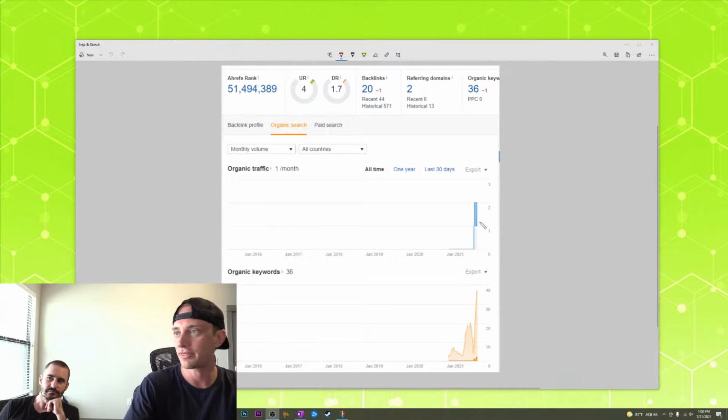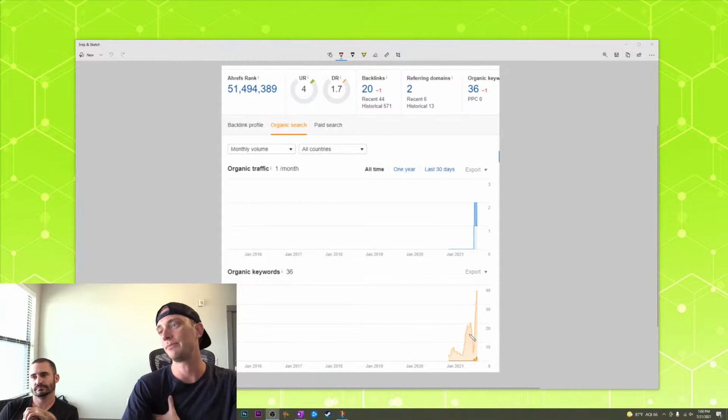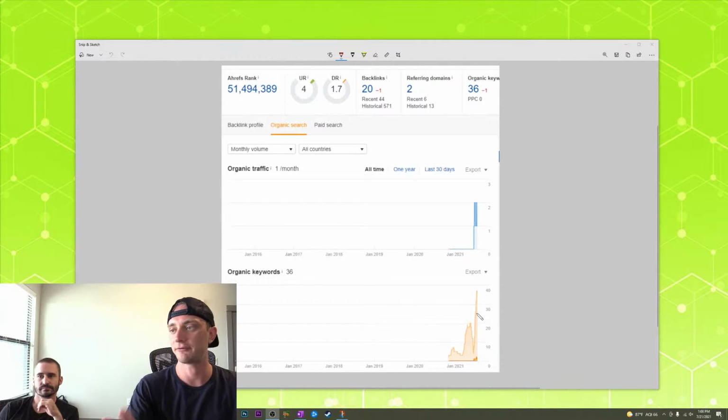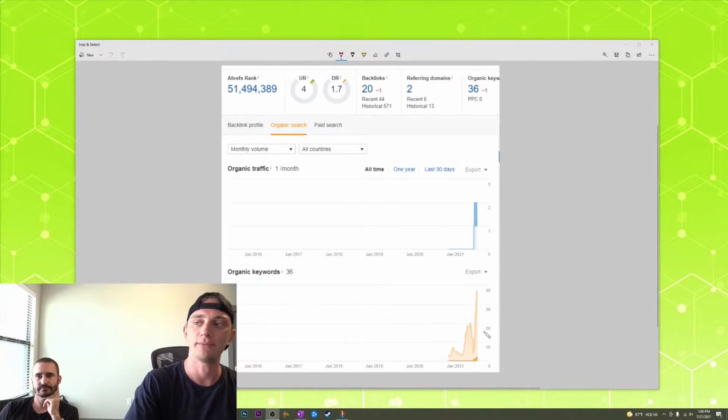Organic traffic is 1 a month, which also makes sense because you're not really ranking for anything when you have 2 backlinks. And organic keywords 36, so this is good. It's not that high, but it's showing that Google is starting to understand your site's about something. It's letting it rank, not high, but somewhere. It's starting to put you on the map and figure out what your site's about.